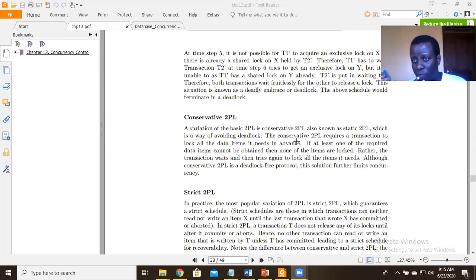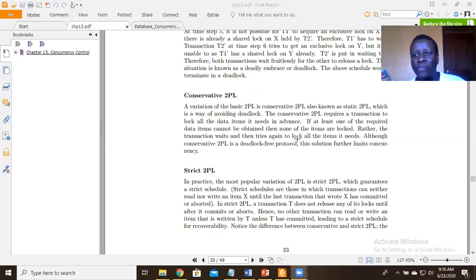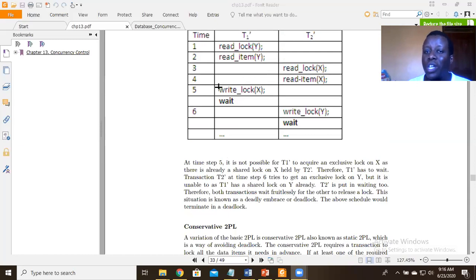Now we have two variations of 2PL, two-phase locking: conservative and strict. Conservative is a way of avoiding deadlocks, okay? Conservative requires a transaction to lock all the data items it needs in advance. If at least one of the required data items cannot be obtained, then none of the items are locked. Meaning that with conservative, if I want a write lock, I should have a read lock and a read item on this X. Now here, this is an example of a conservative scenario.